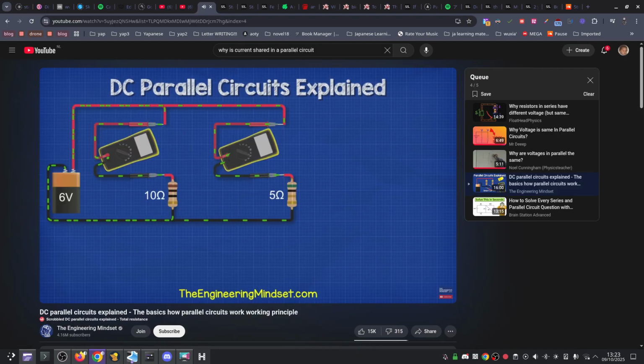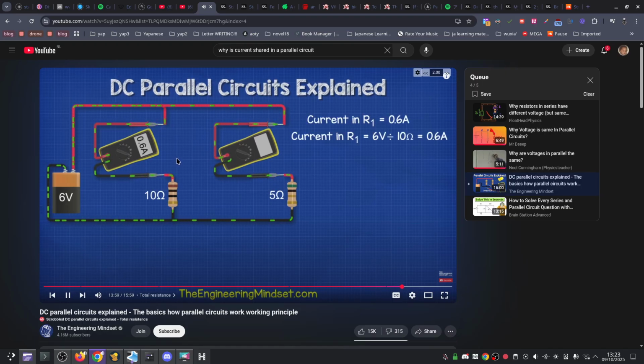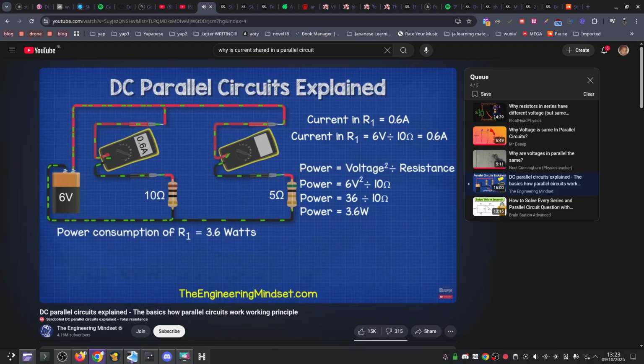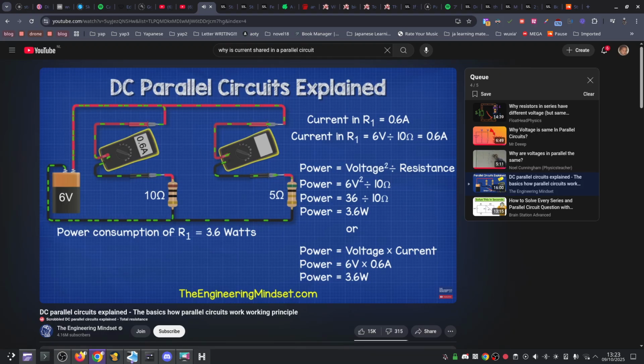Let's see some examples. Say we have a 10 ohm and a 5 ohm resistor connected in parallel to a 6 volt battery. R1 has a current of 0.6 amps. That's 6 volts divided by 10 ohms, which gives us our 0.6 amps. So the power consumption of the component is 3.6 watts, and 6 volts squared equals 36, so 36 divided by 10 is 3.6 watts. Alternatively, 6 volts multiplied by 0.6 amps also gives us 3.6 watts.